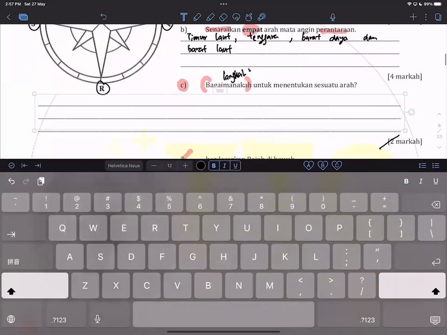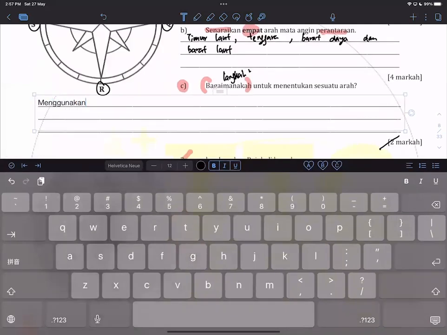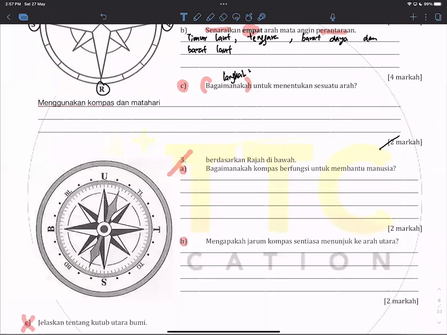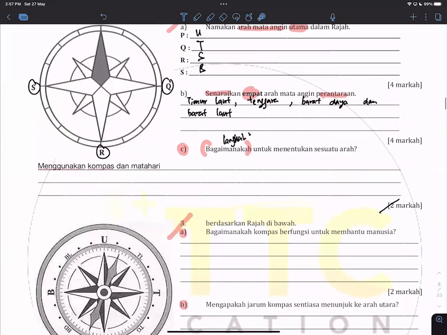Kan? Menggunakan kompas dan matahari. Ayat. Matahari. That's it. This is 2 marks. So that's why if they are asking bagaimana untuk menentukan sesuatu arah, they give you 4 or 5 marks, which means they are referring to using compass. You try to list out all the steps. So that's why analyzing the question is very important.